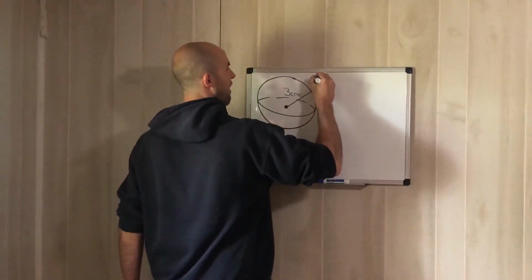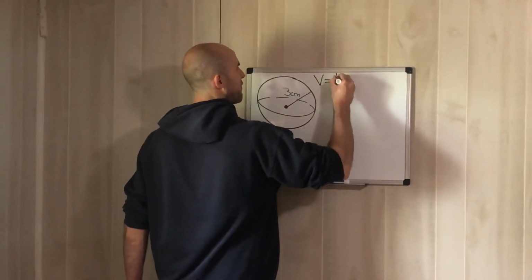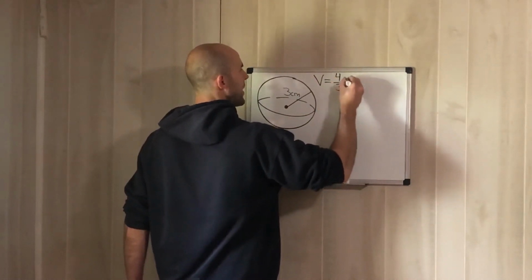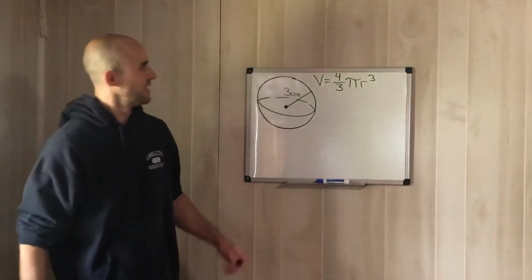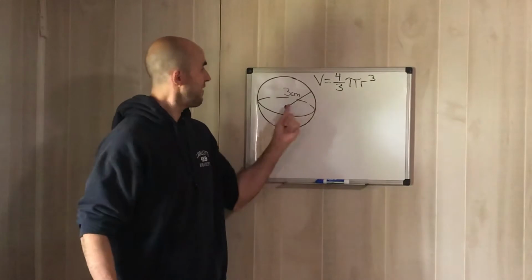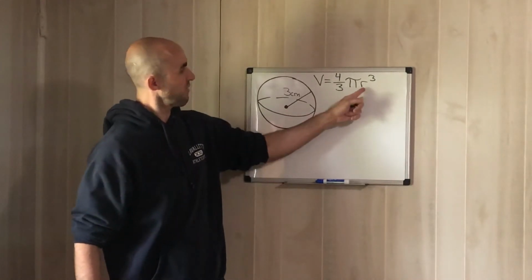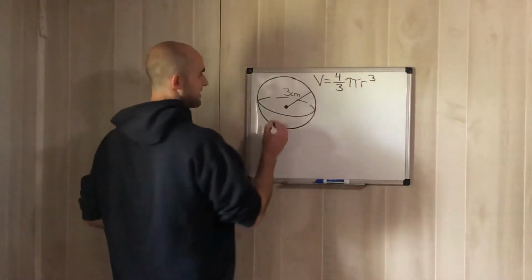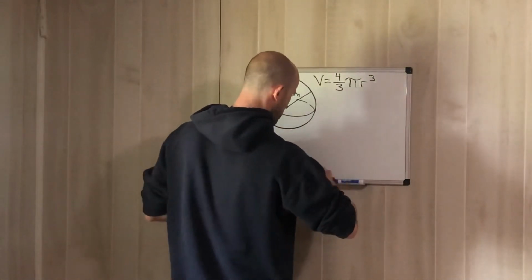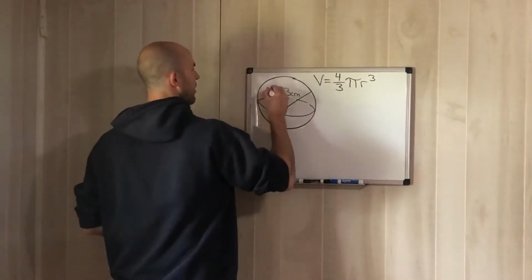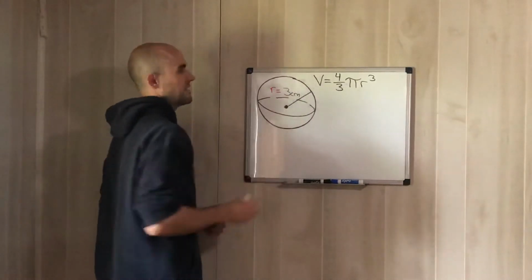If we want to find volume, we know that the formula for volume is 4 over 3 pi r cubed. Again, the only thing we ever have whenever we're dealing with the sphere is always the radius. In this case, the radius is going to be 3. Now, just go through the steps like we did the other day. We know that the radius in this case is 3 centimeters.